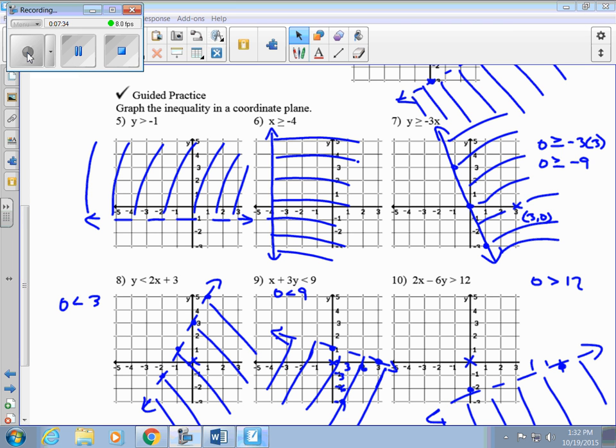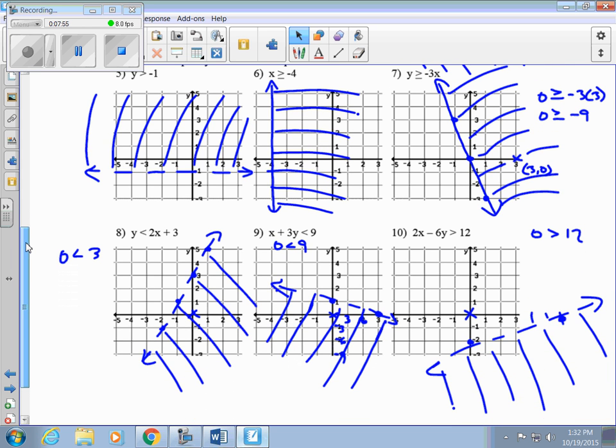And here are the answers for guided practice questions 5 through 10. Notice 5, 8, 9, and 10 are all dotted lines because they're just less than or greater than. None of those have the equal to. 6 and 7 are solid lines because they have the equal to sign. Number 9, I went by 3s. You can see I changed the scale there, so I went by 3s on my scale so it didn't go off the graph so far.